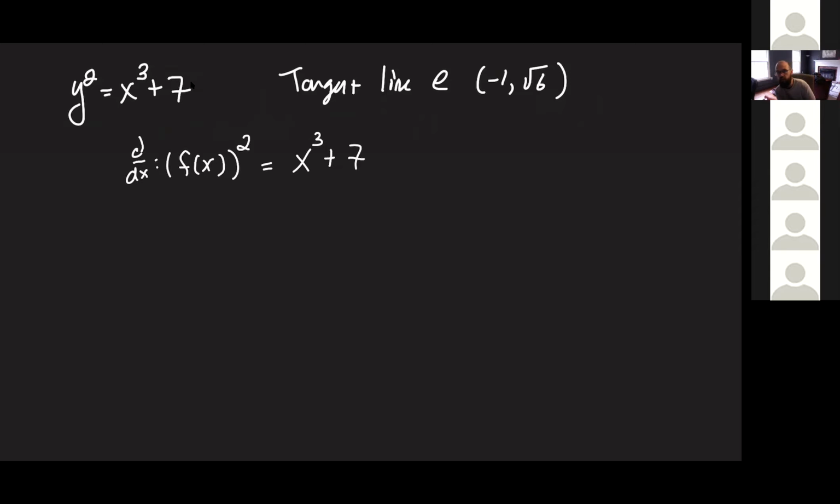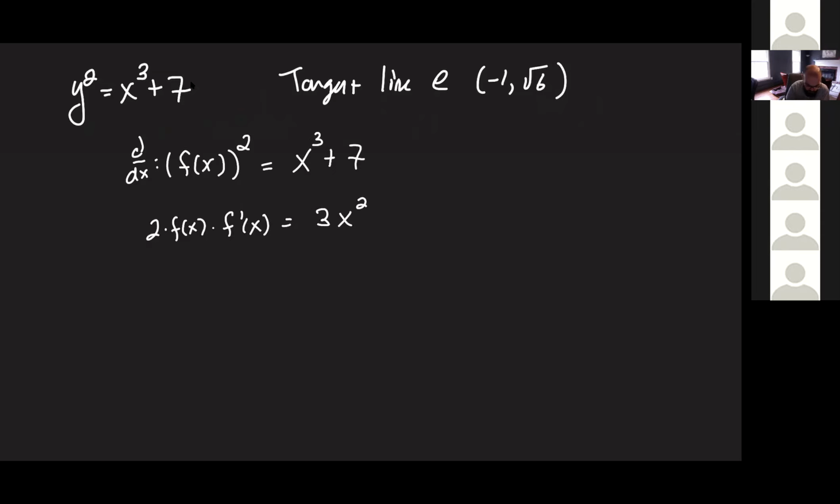Right? So what I'm expecting is there's going to be some f primes that show up through here, and then I'm going to solve for those f primes. Just like we saw before with this f of x squared, I'm going to use a chain rule. So I'm going to get 2 times f of x times f prime of x. And then on this side, I'm going to get 3x squared plus 0, right? So that 7 goes away.